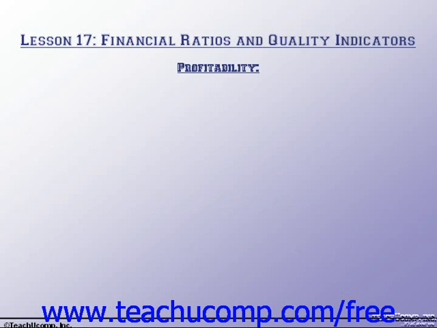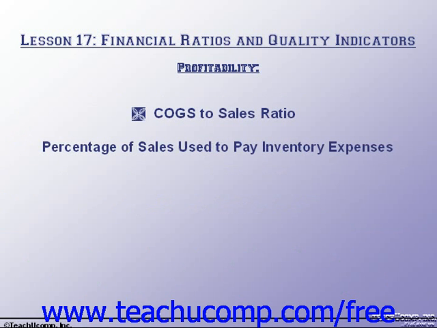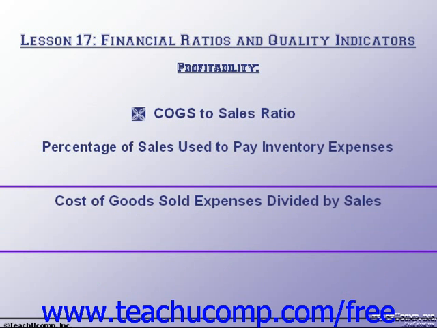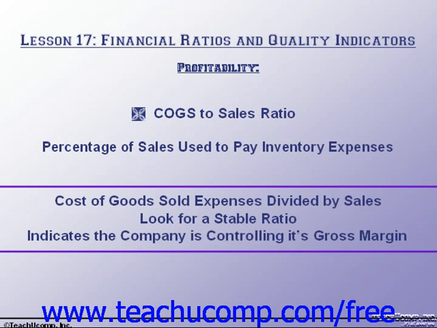The cost of goods sold to sales ratio shows what percentage of sales is used to pay for inventory expenses. To calculate this figure, take the value of the cost of goods sold expenses and divide it by the value of the sales. You are looking for a stable percentage value across consecutive fiscal periods. This indicates that the company is controlling its gross margin.